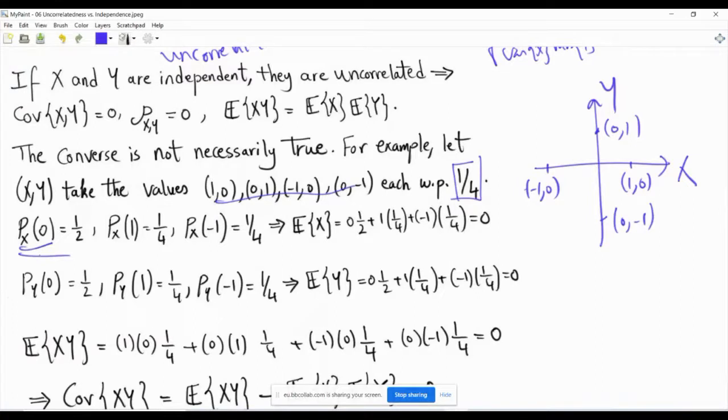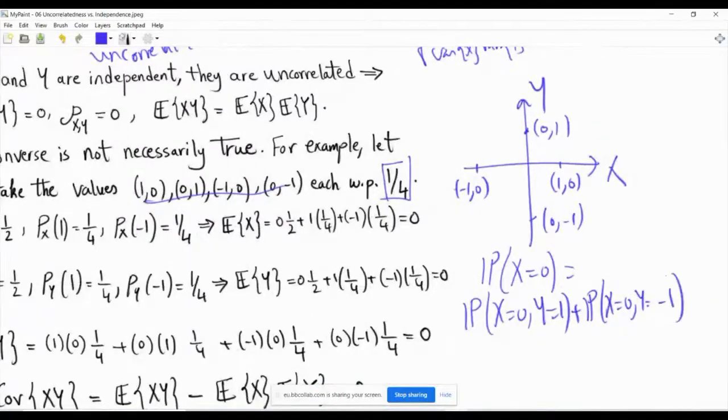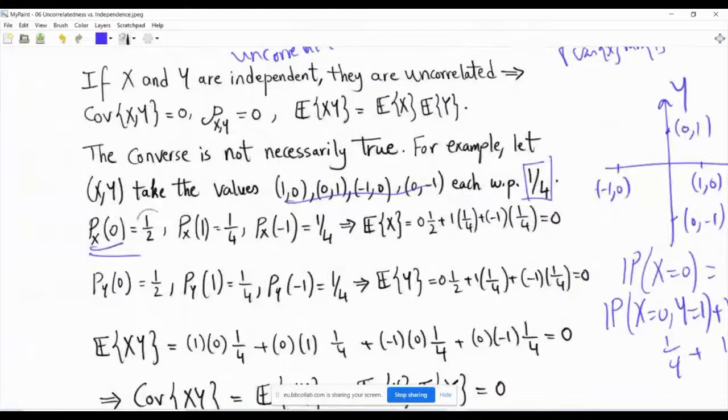So the probability that x is equal to 0 is basically, let me write it explicitly, the probability that x is equal to 0 and y is equal to 1, plus x is equal to 0 and y is equal to -1, right? If x is equal to 0, then y can be 1, or y can be -1. Nothing else. Okay, and so this is 1/4, and this is 1/4, and so this is 1/2.